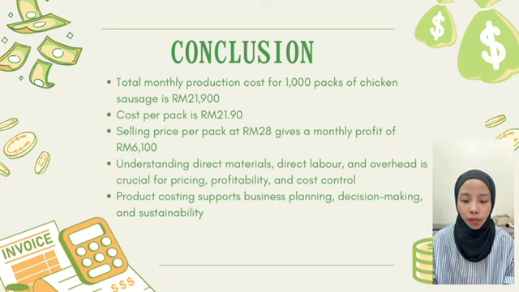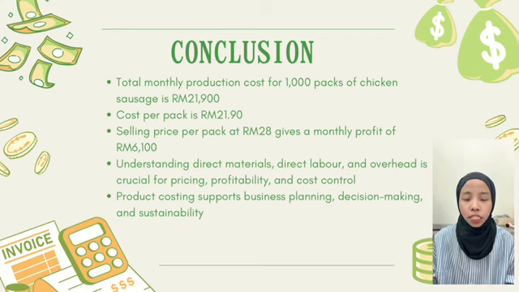To set the right price, businesses must understand direct material, direct labor, and overhead costs. This helps control costs and increase profit. In conclusion, product costing is important for planning, decision making, and also business sustainability.